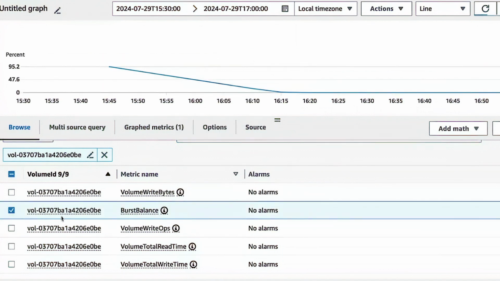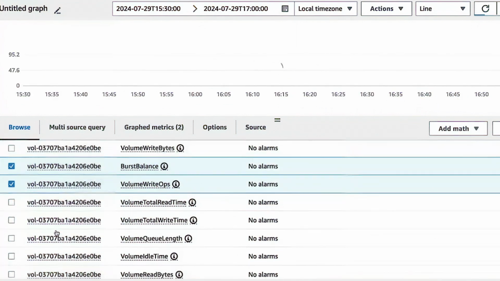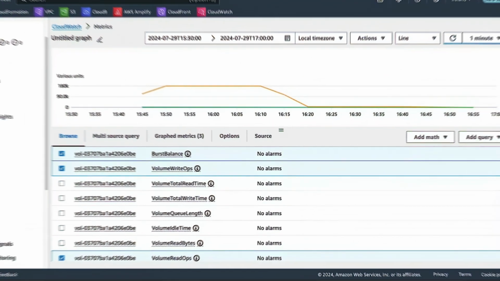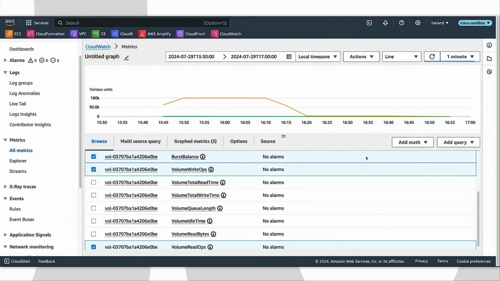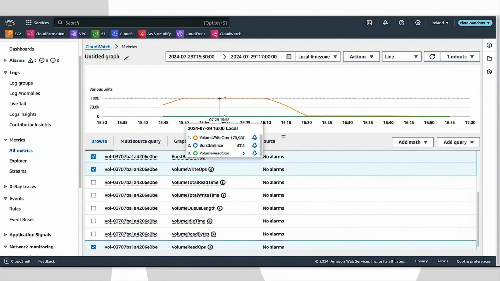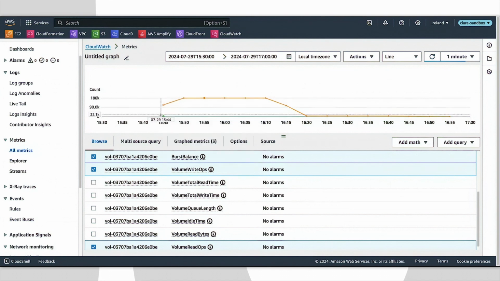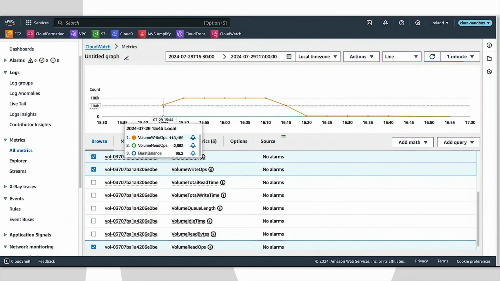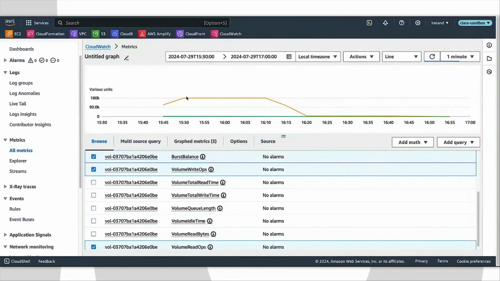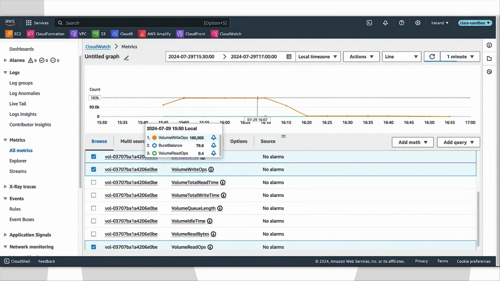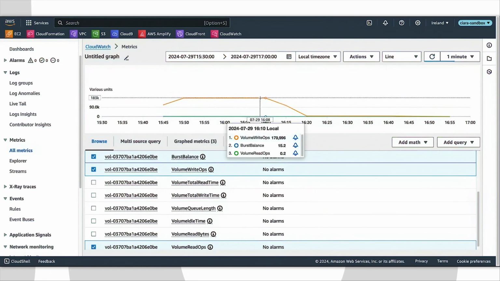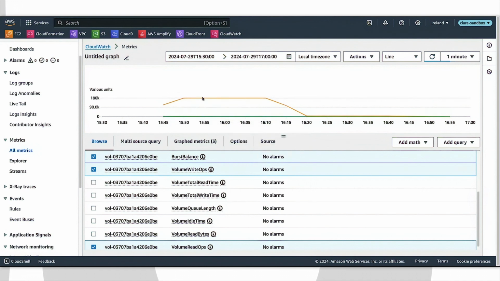We'll take the write ops and the read ops. Okay, this may not make a lot of sense at the moment. So basically, when we look at it, if we just hone in here, we can see at around 15:45, that's when the workload started. And when we see a flat line like this with CloudWatch metrics, it generally means you're hitting some sort of limit. That could be that we're hitting the IOPS limit here for this GP2 volume.